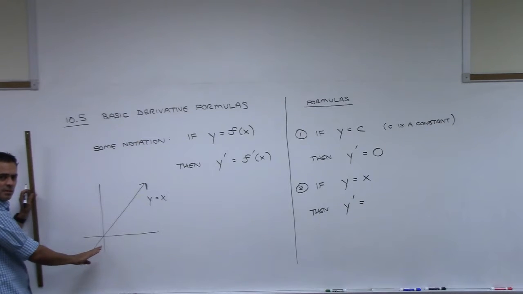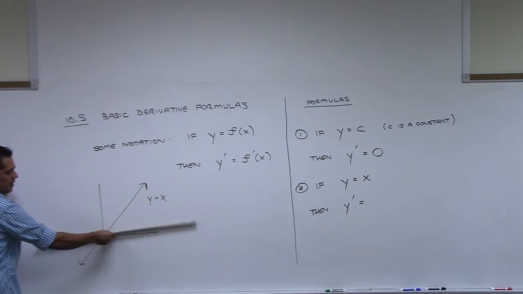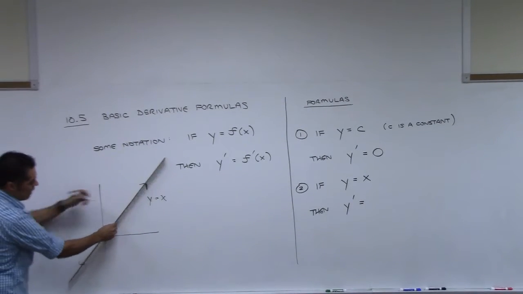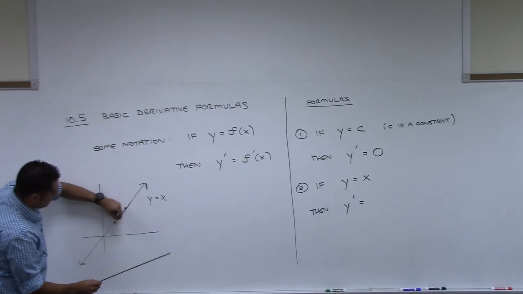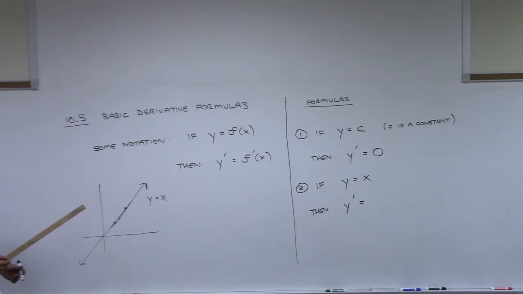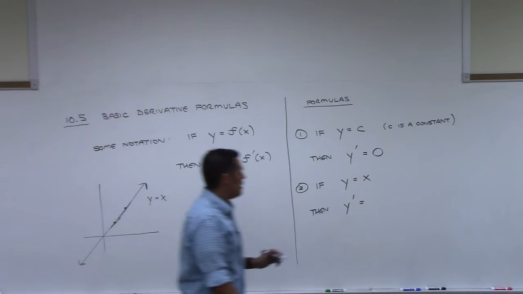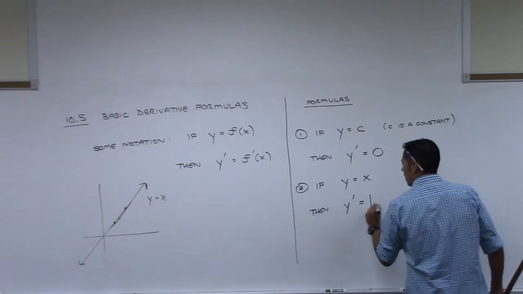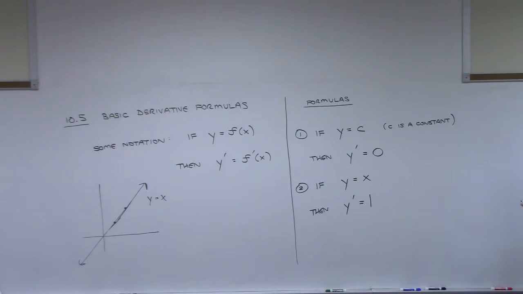Does that make sense? What is the slope of this line? Like if I pick a point here, what's the slope? It's the same as the slope of the line, which is 1. So the derivative of x is 1, always. All right? The derivative of a constant is 0. The derivative of x is 1.